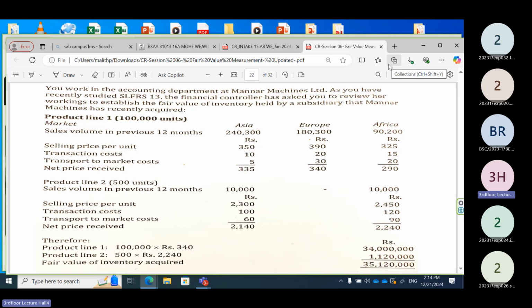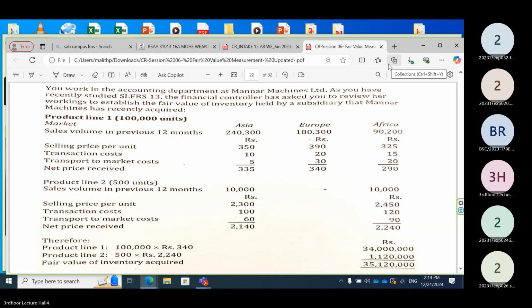We need to clearly say we don't have a principal market, because the sales volumes are the same, 10,000.